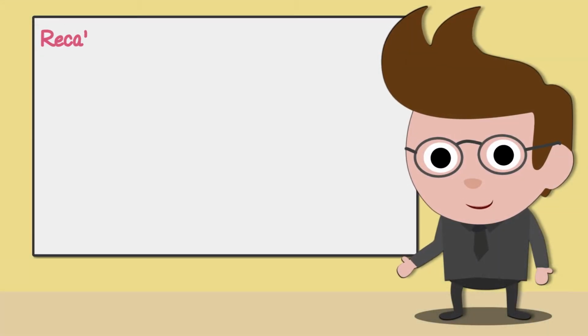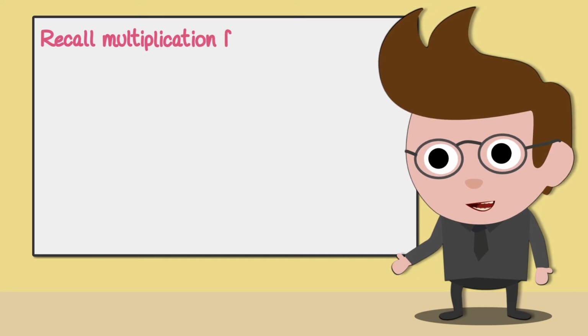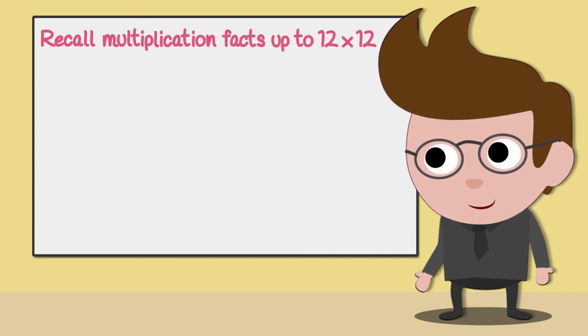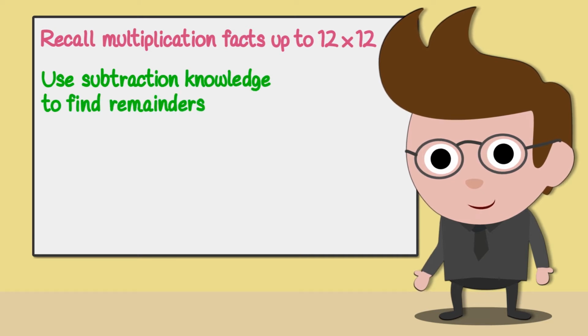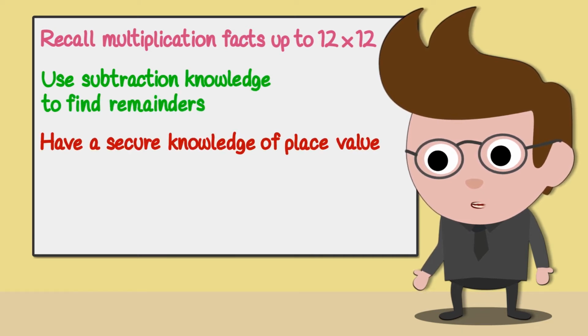When working on division, children will begin by thinking about it as sharing real-life objects, then moving on to grouping within numbers, before using a number line to take away groups of numbers, then moving on to the short division method, often called the bus stop. To be able to use this method, children need to confidently and correctly recall multiplication facts up to 12 times 12, use their subtraction knowledge to find remainders, and have a secure understanding of place value.